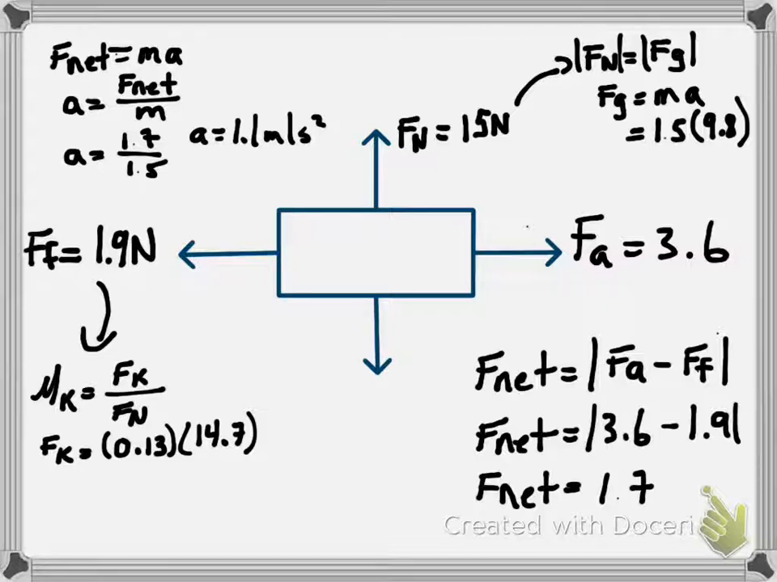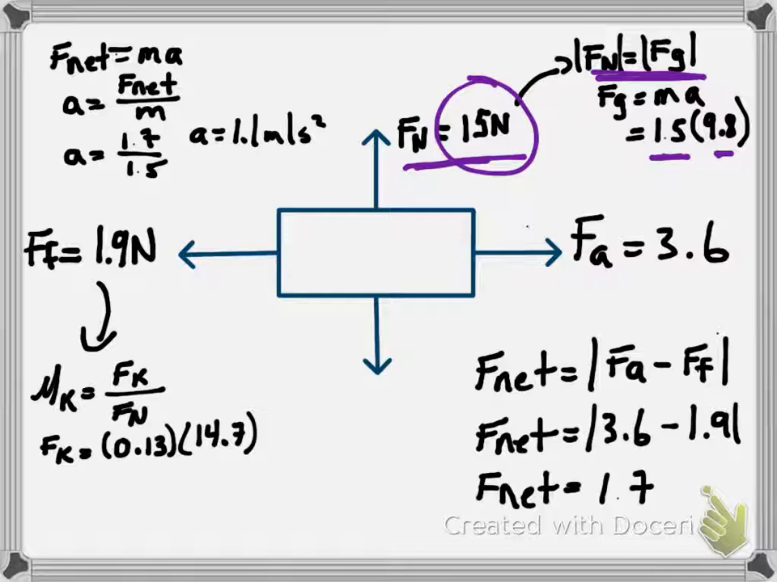It gives you a kinetic frictional coefficient of 0.13, and then it gives you an overall applied force of 3.6 newtons. So again, your normal force is equal to your gravitational force, and that'll always be the case on a horizontal surface. So then we've gone through that calculation. Again, we've used our 1.5 kilograms, multiplied it by our acceleration due to gravity. So rounded, we have a normal force of 15 newtons.